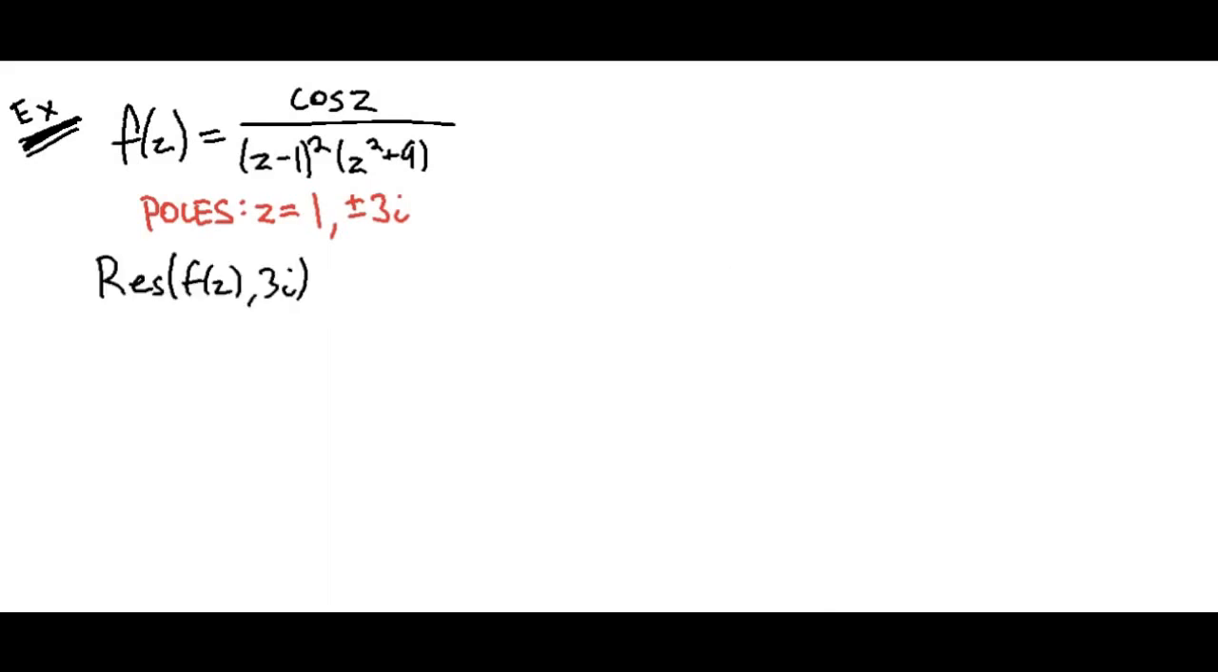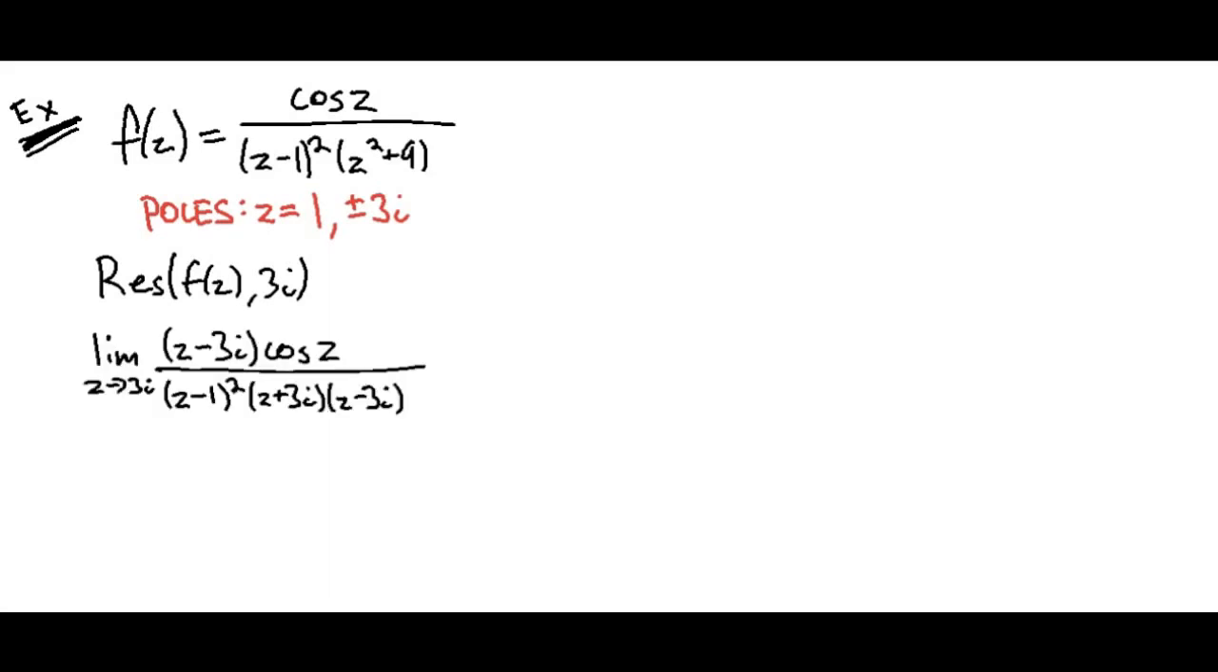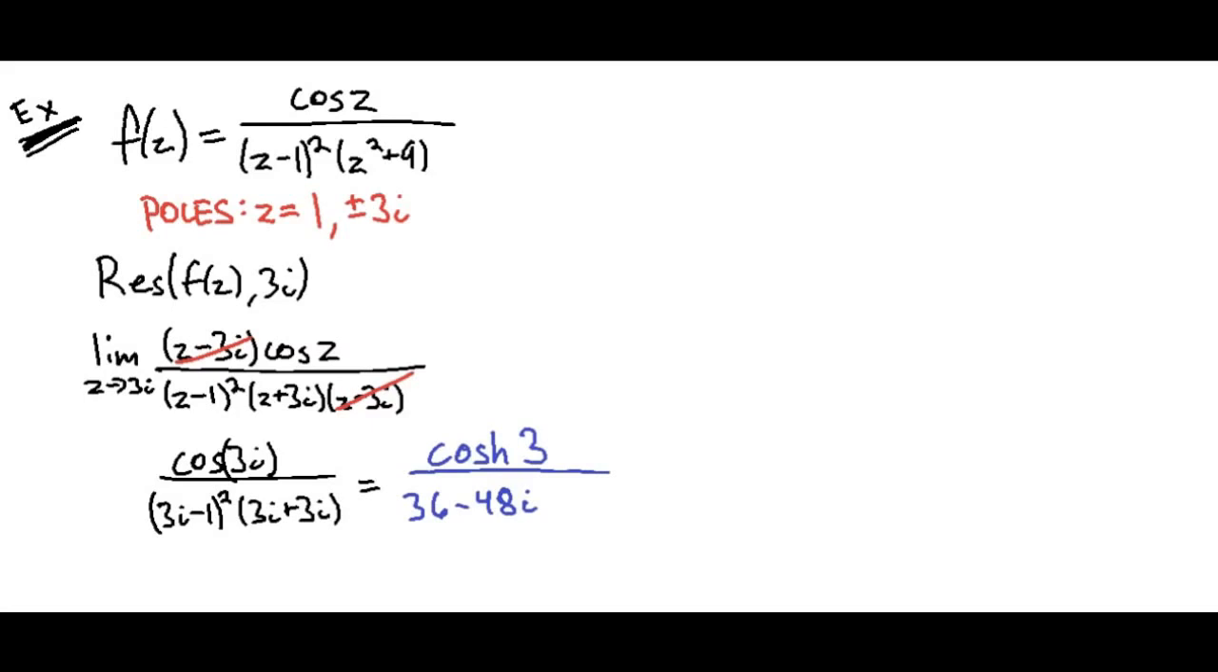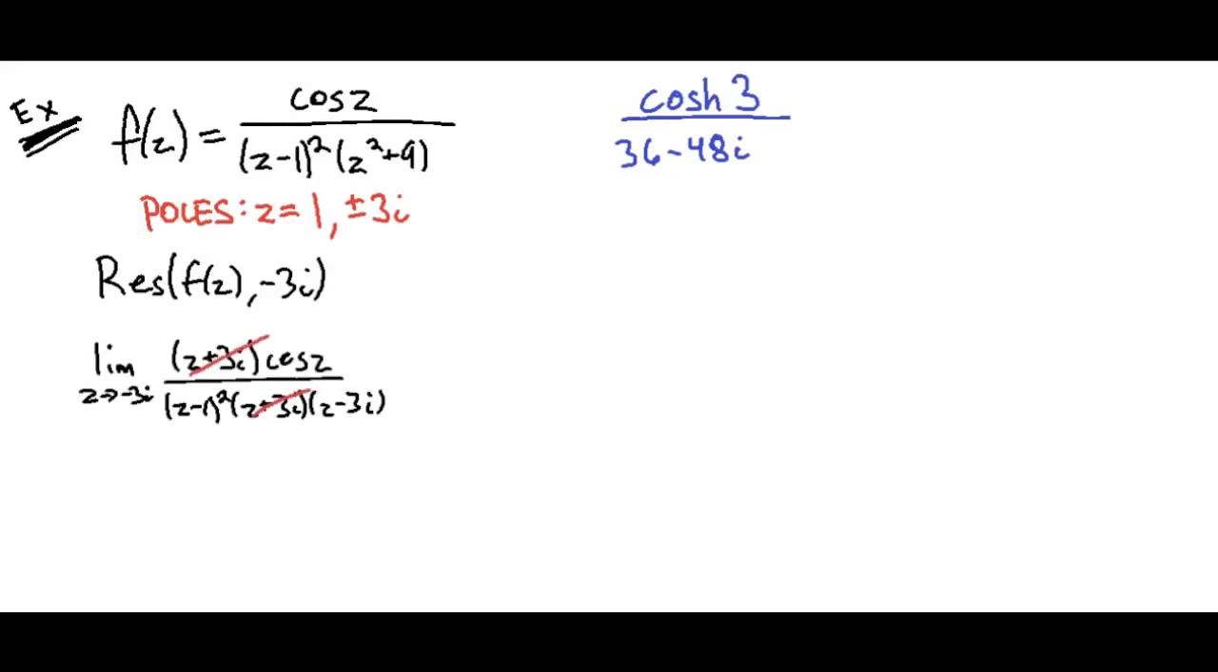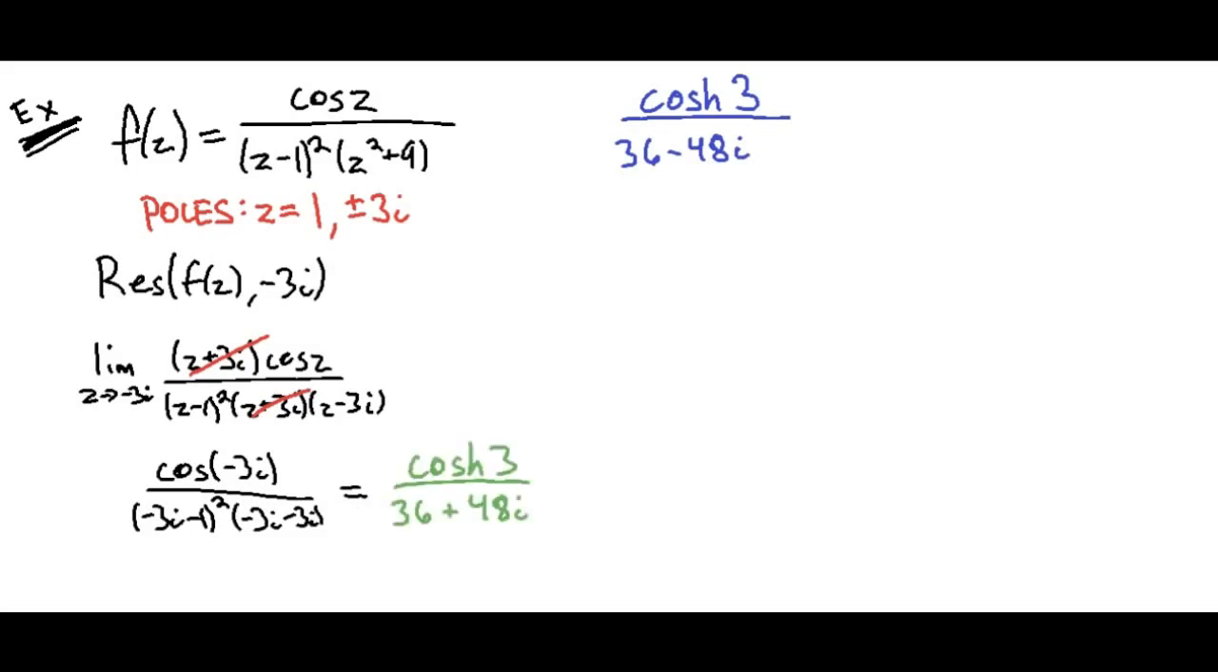I'm going to do the residue at z equals 3i first. We take the limit as z goes to 3i of the cosine of z over z minus 1 squared times z plus 3i. Plugging in 3i, we find this to be equal to the hyperbolic cosine of 3 over 36 minus 48i. That's a complicated package, and I'm going to move it up to the corner to save it for later. For our residue at z equals minus 3i, we do the same thing, only since we are multiplying by z plus 3i, we are taking the limit of the cosine of z over z minus 1 squared times z minus 3i. This package comes out very similar to the one before. It's the hyperbolic cosine of 3 over 36 plus 48i.